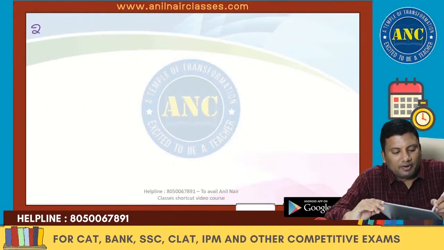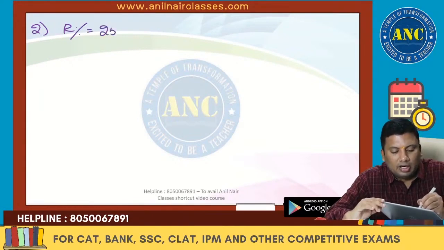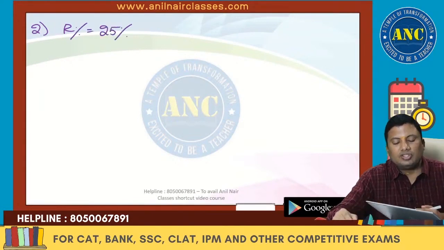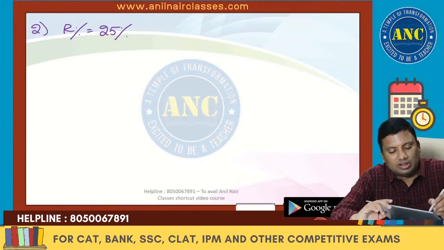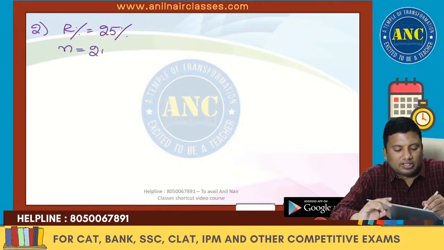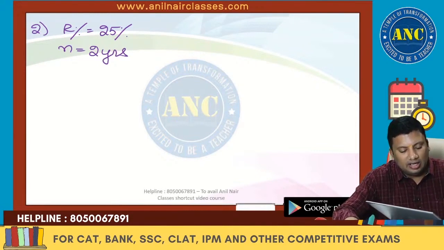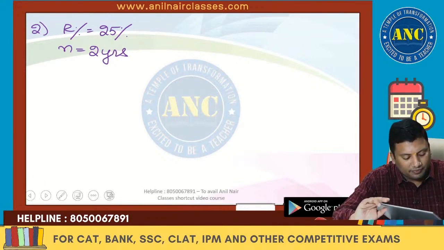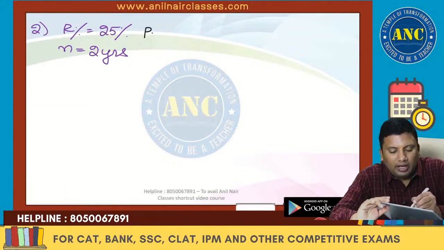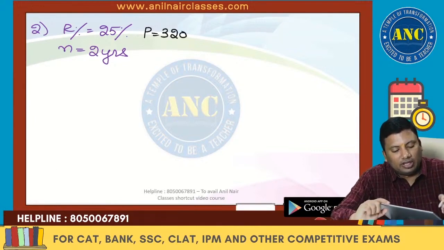Second question, some foundation questions. R percentage is nothing but 25 percentage. N is nothing but 2 years. P is nothing but 320.